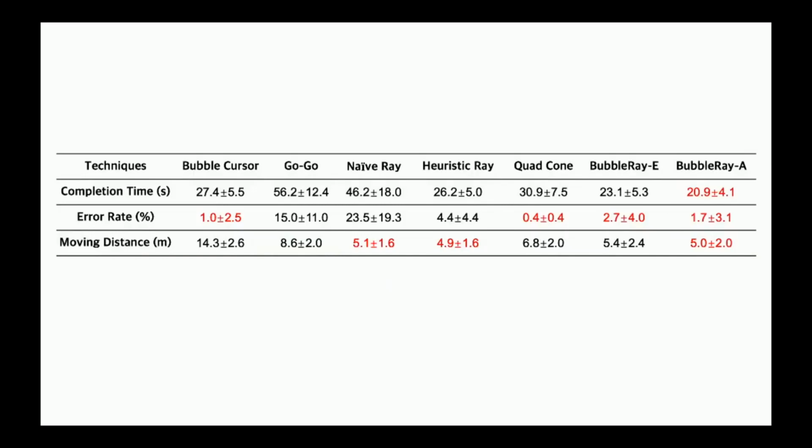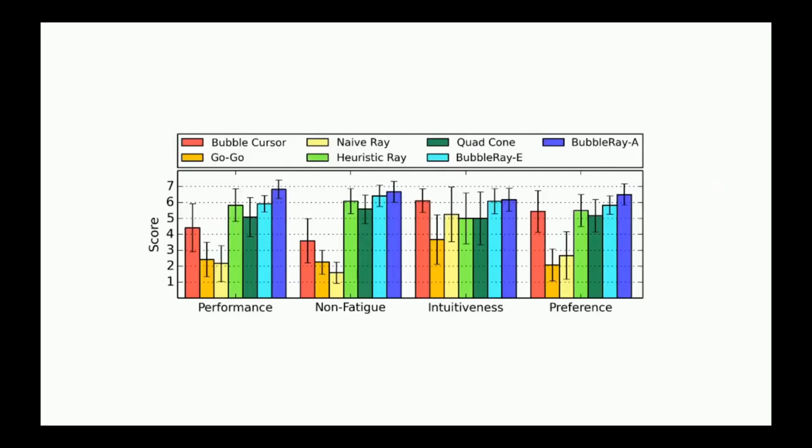We also examined the error rate. We found bubble cursor, quad cone, and two bubble rays had a significantly lower error rate. We also measured moving distance, which reflects how far the user moved the controller. We found Naïve Ray, Heuristic Ray, and Bubble Ray A had a significantly shorter moving distance, which indicates the user's hand won't be tired.